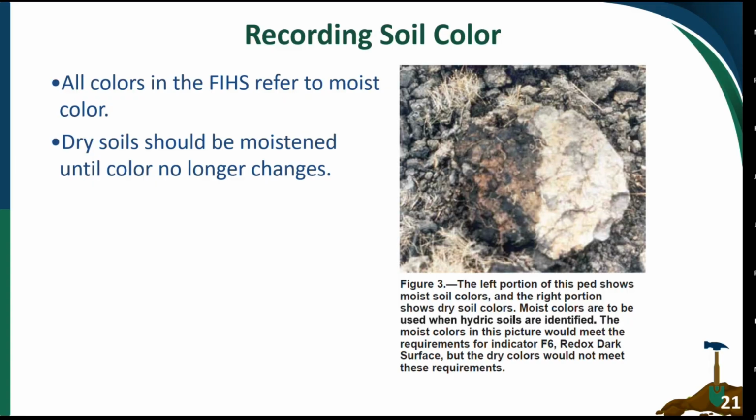Okay, so let's shift gears a little bit and talk about the guidance given on the indicators when it comes to recording soils. Let's talk about recording soil color. All colors in the field indicators for hydric soil refer to moist colors. Dry soils should be moistened until the color no longer changes. What you see pictured here is from the indicator book, and it's an extreme example that demonstrates how different a moist sample can appear. On the left, we see it moist, and on the right, we see it dry.